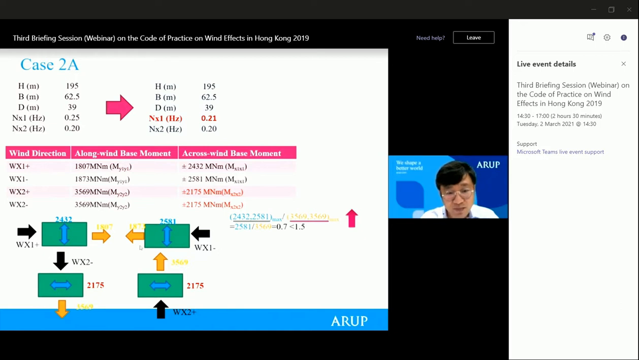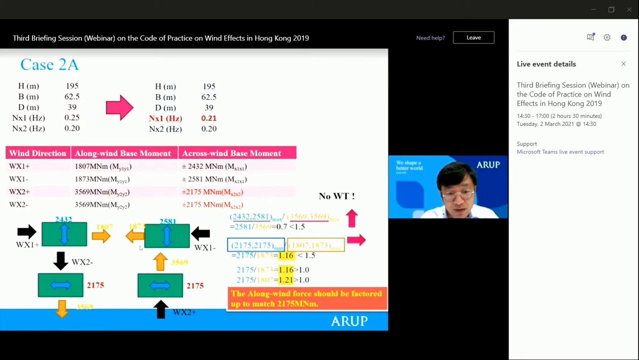So still, we do the same comparison. For the vertical direction, everything is not changed because the natural frequency doesn't change, so it's the same. For the horizontal direction, we pick up the bigger one for the new crosswind base moment, so that is 2175, and the bigger one of the new along wind base moment, so that is 1873. So the ratio is 1.16, still smaller than 1.5. So that means still we don't need to do the wind tunnel test.